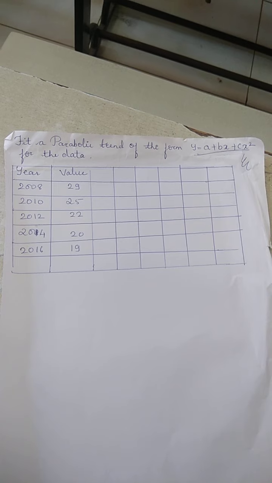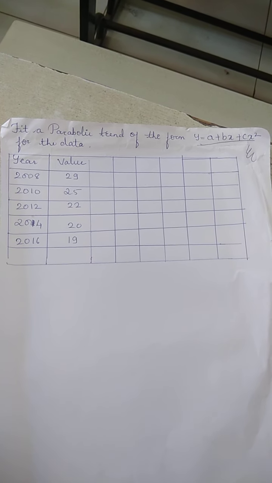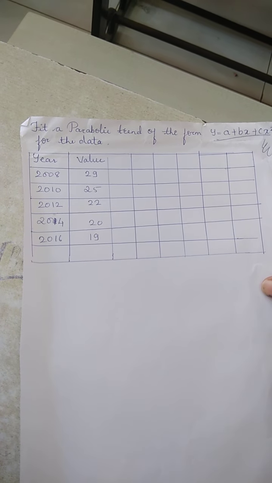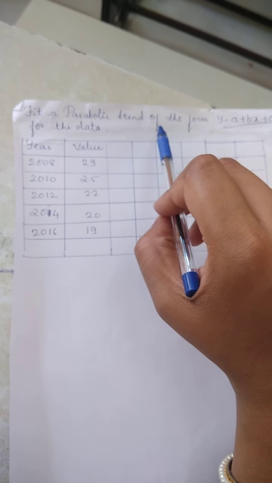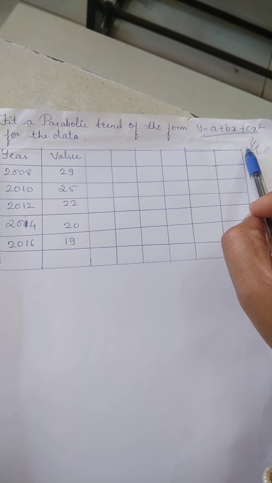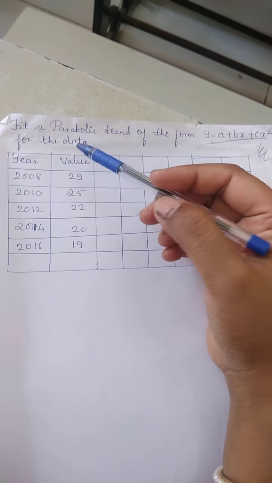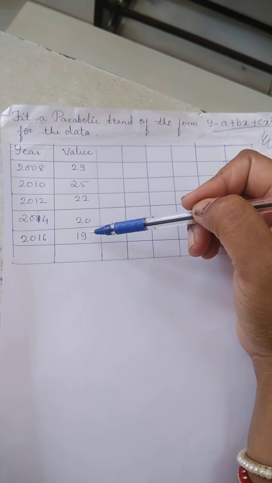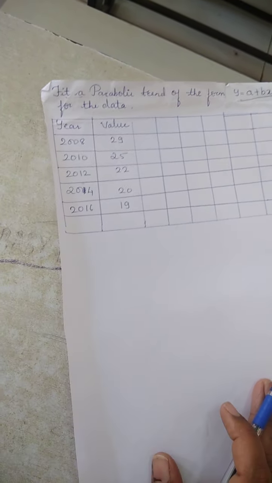So, we are dealing with parabolic trend or quadratic trend or second degree trend. I'm going to solve one more problem in today's class. So, here is the problem. Fit a parabolic trend of form y is equal to a plus bx plus cx square, the parabolic equation, for the following data. They have given year from 2008 to 2016, and the value. Now we have to solve the problem. Solution.